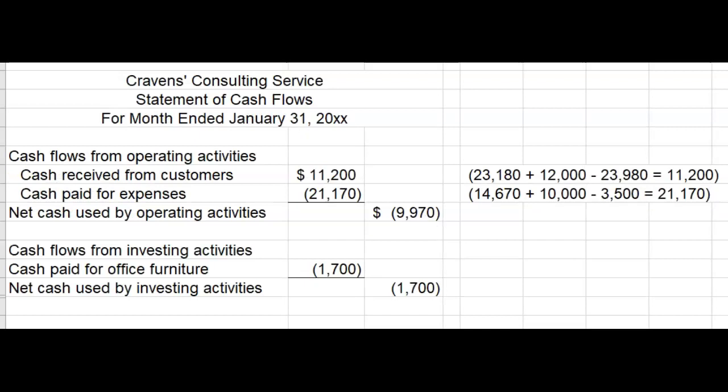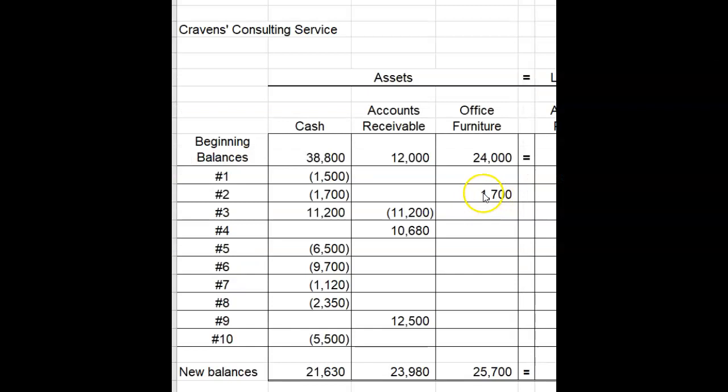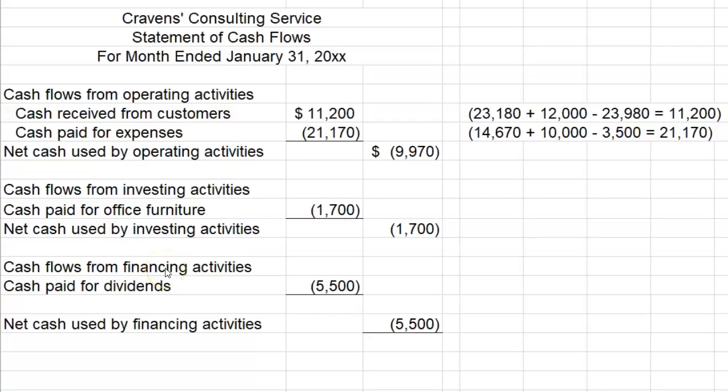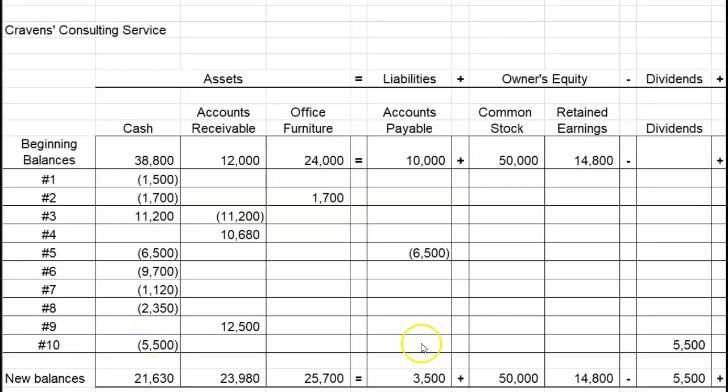We had only one investing activity during the month. That was cash we paid for office furniture, shown in transaction 2. Here's the $1,700 cash we paid for the office furniture. We had only one transaction for financing activities during the month, and that was cash paid for dividends in transaction 10. Cash paid for dividends was $5,500.